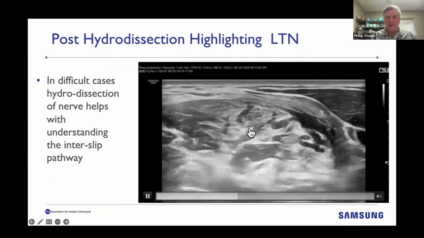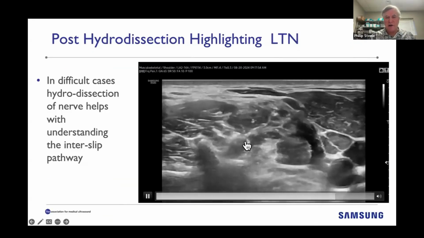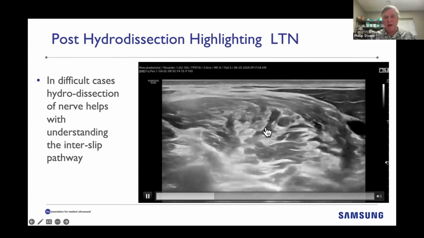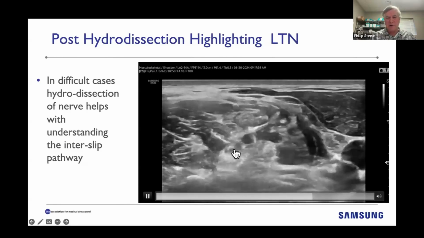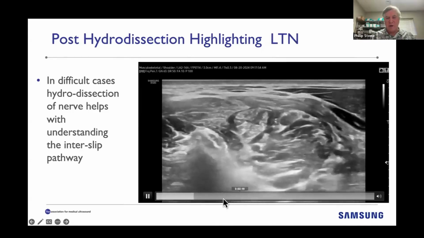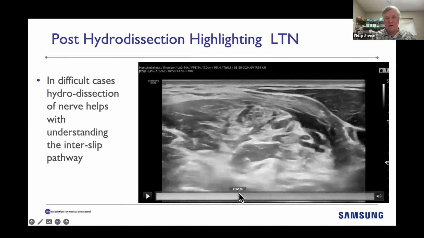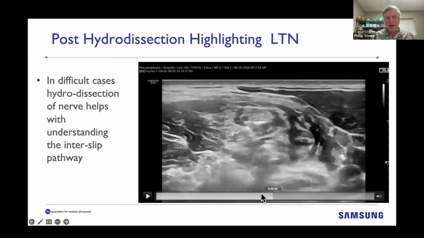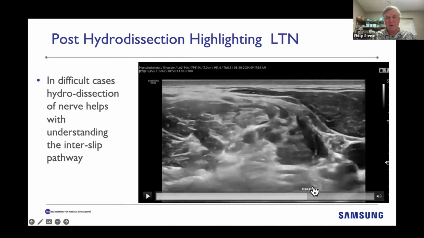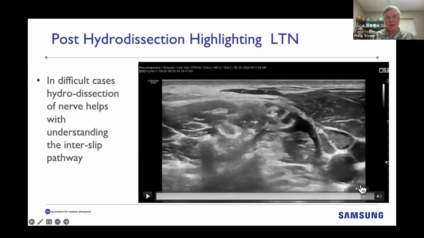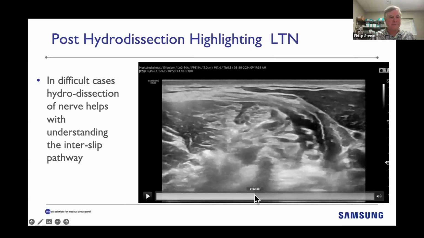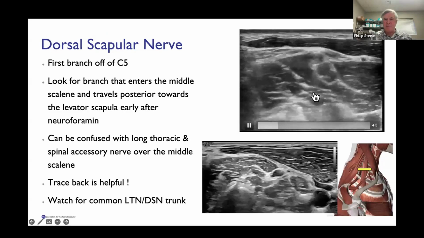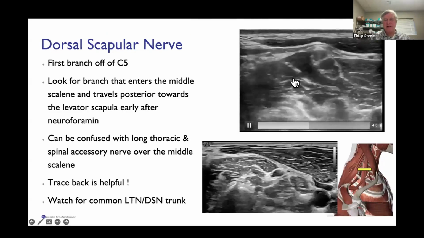So if the nerve heads to the serratus anterior, that's the R1 branch. If it heads to levator scap, then it's the dorsal scapular nerve. And this is a nerve hydrodissection, and it just shows how interesting and sort of serendipitous these nerves are. It winds through all this tissue plane to get to its correct path. So you can see the nerve right here. This is long thoracic, and you can see how it winds through this tissue plane to get back together.